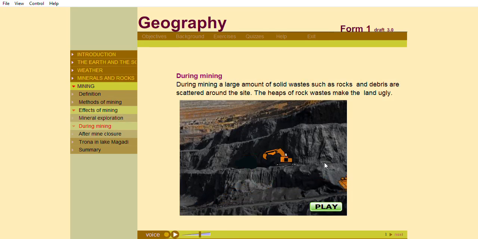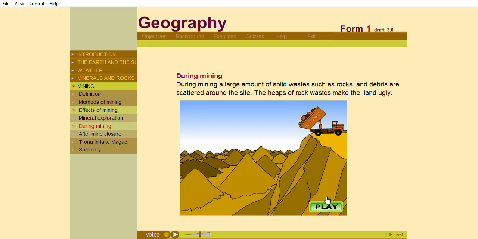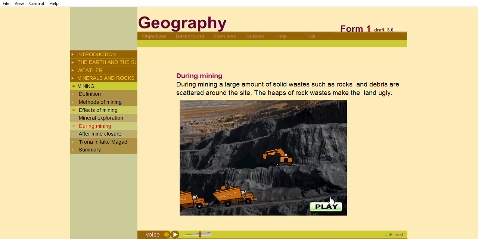During mining, a large amount of solid waste such as rocks and debris are scattered around the site. The heaps of rock waste make the land ugly.